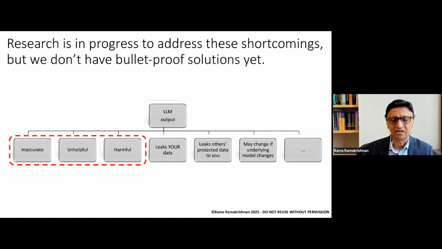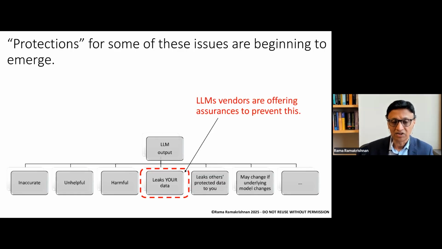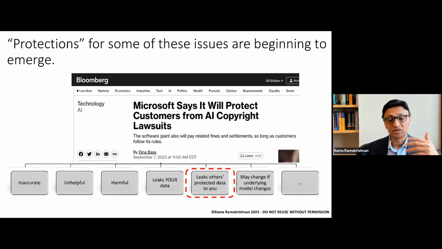But the net of it, as of today at least, is that we don't have bulletproof solutions on this just yet. Now, on the data issues, some protections are beginning to emerge. You can actually opt out of having your data used for training. All the LLM vendors have assurances to make sure that your data does not get used for training. You can opt out of it. And in terms of other data being leaked to you, protections are beginning to emerge as well. Microsoft and others have basically said that they're going to indemnify you if you use protected data and then get sued as a result of using that protected data.